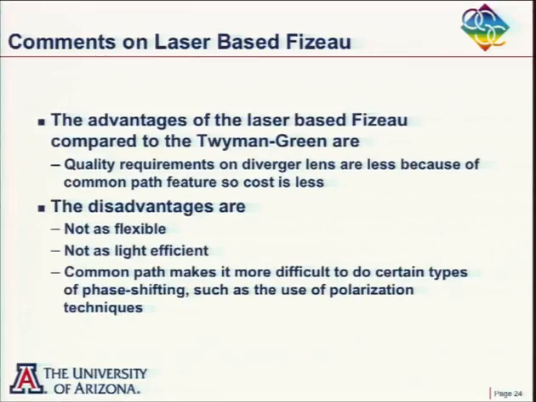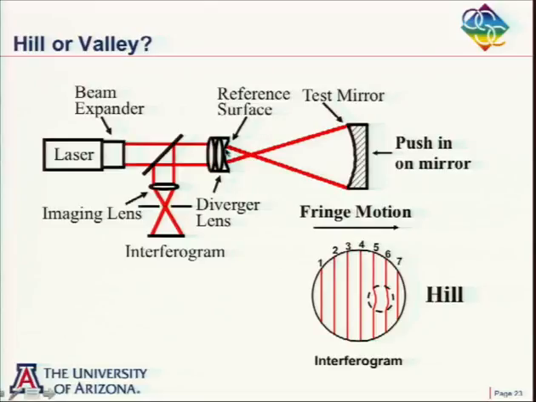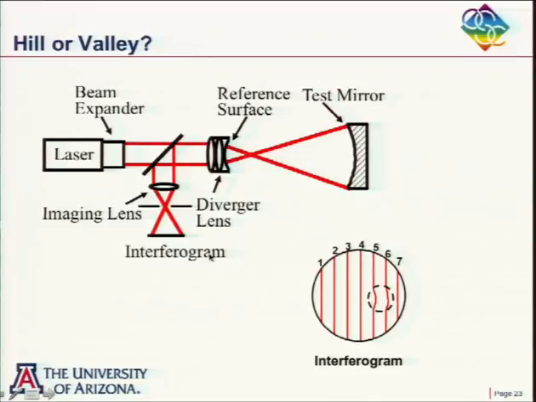And I guess one last thing here is comments. The quality requirements in a diverger lens are less than for a LUPI or Twyman-Green because of this common path feature, so the cost is less. Disadvantages, well, it's not as flexible. You have a path difference here, and there's no way of varying what that path difference is, so you definitely have to have coherence length of the round trip path difference here.